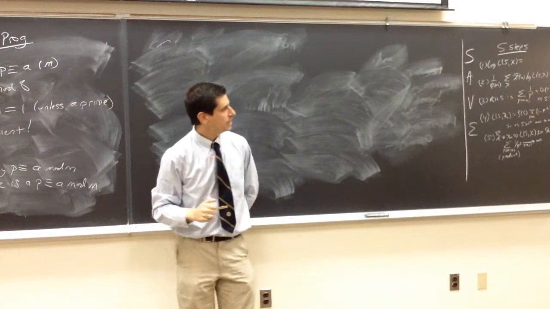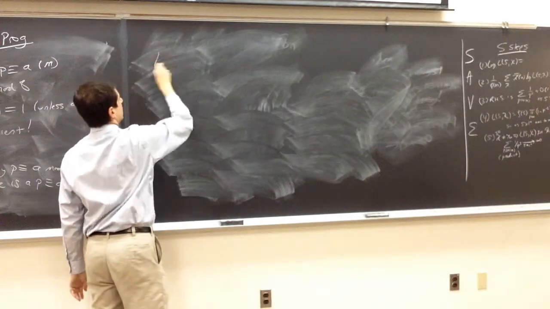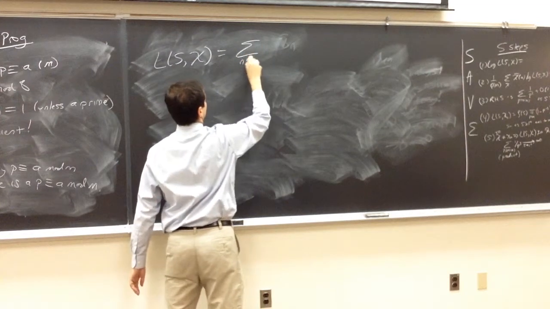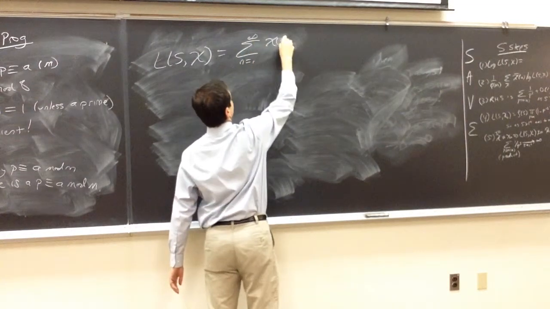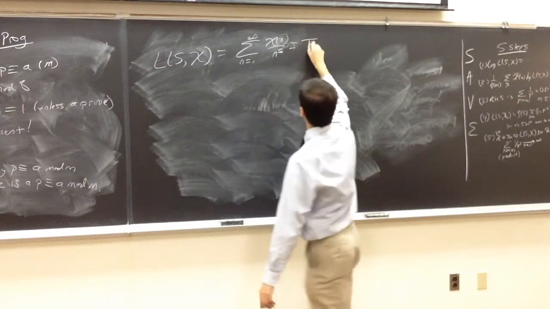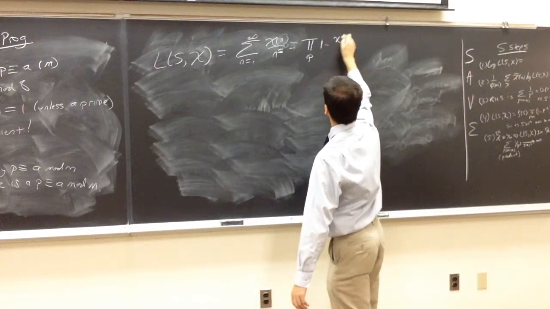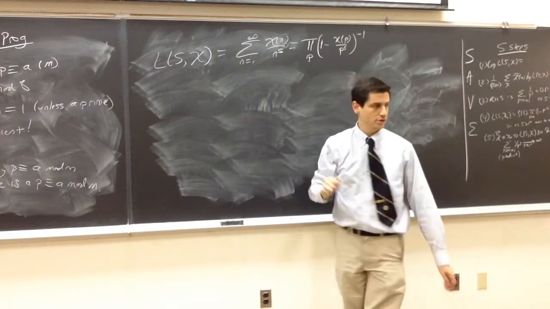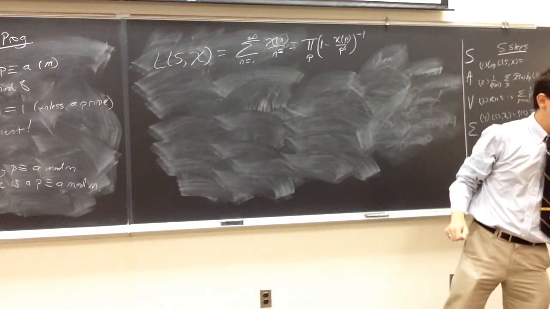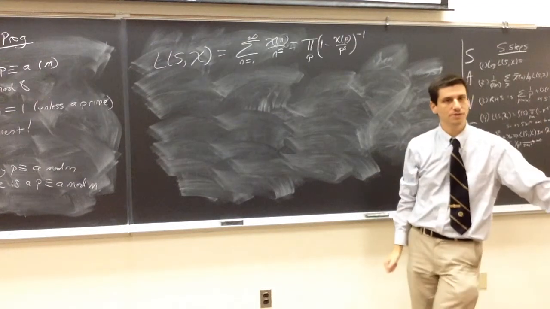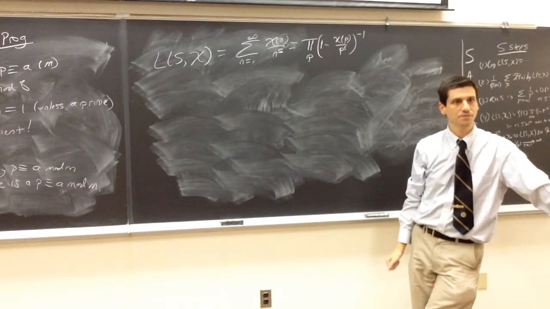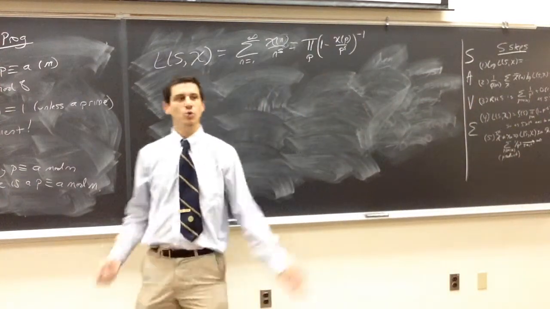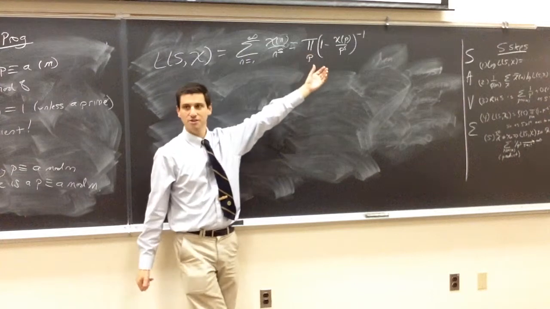So the main idea is the following. We have L(s, chi) is the sum of n goes from 1 to infinity of chi(n) over n to the s. It's the product over p of (1 minus chi(p) over p to the s) inverse. So as soon as you see this, what is your thought? What is it that you want to do? Log. You want to take a logarithm. Right? We understand products by taking logs.